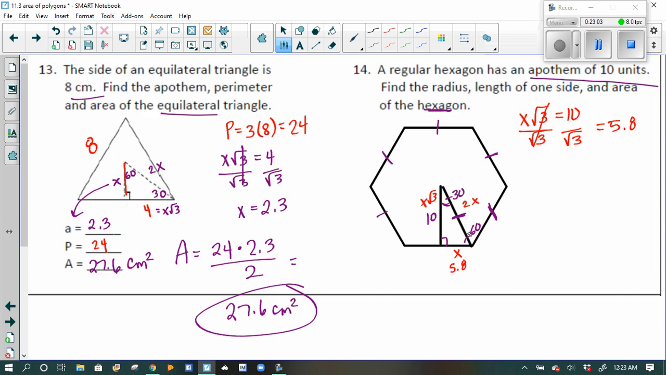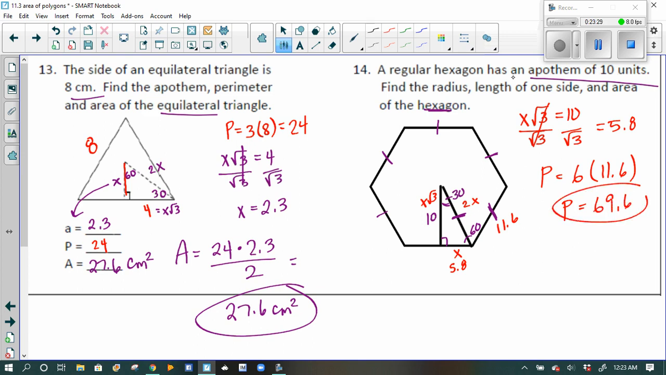Well, if you double that, so 5.8 times 2 is 11.6. So that means this is 11.6. So my perimeter is 6 sides at 11.6 each. So 11.6 times 6, so 69.6. So the perimeter is 69.6.